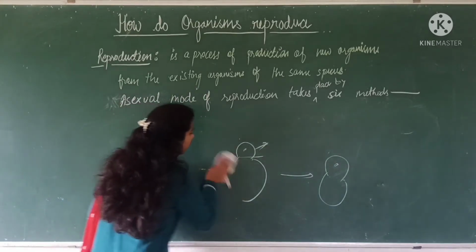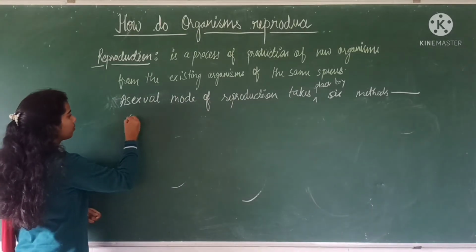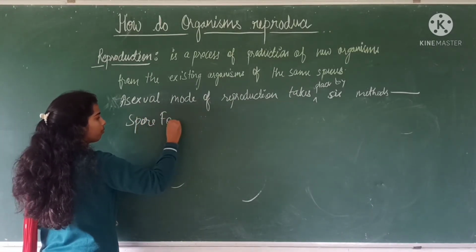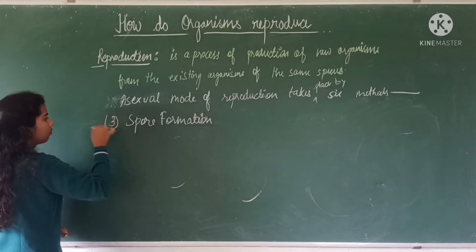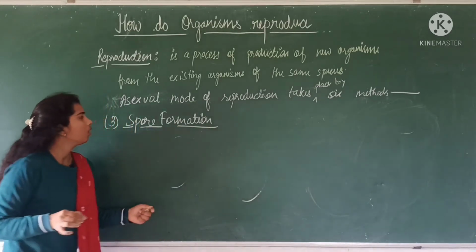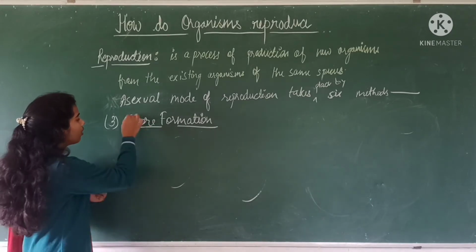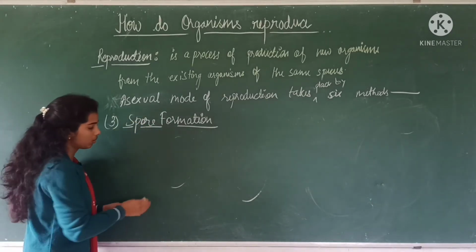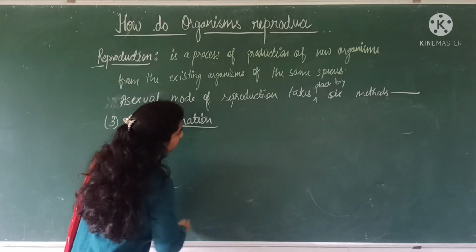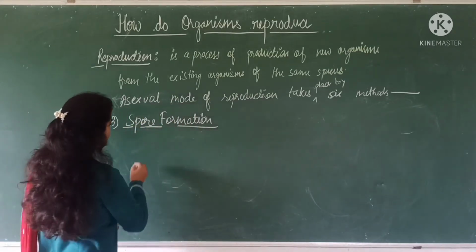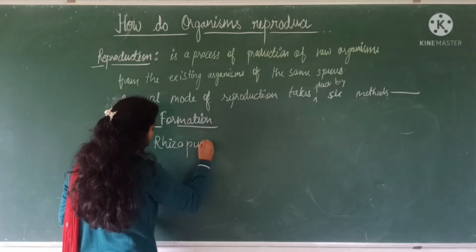Now we are going to start the new method, that is spore formation. By the name you can also understand that there is something like a spore. Yes, of course. In this method, spores are formed. Spore formation mainly occurs in rhizopus. The common example of spore formation is rhizopus.